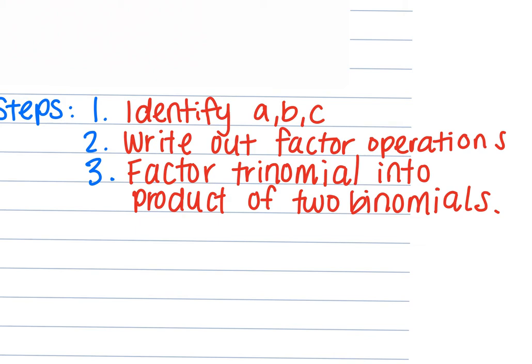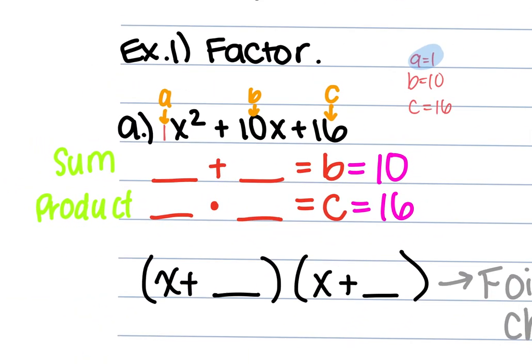And what that means is, okay, two numbers, we're going to put blanks for them. We'll add together to give me B. So their sum will be B, and their product will be C. Okay? In our instance, what was B? 10. What was C? 16.